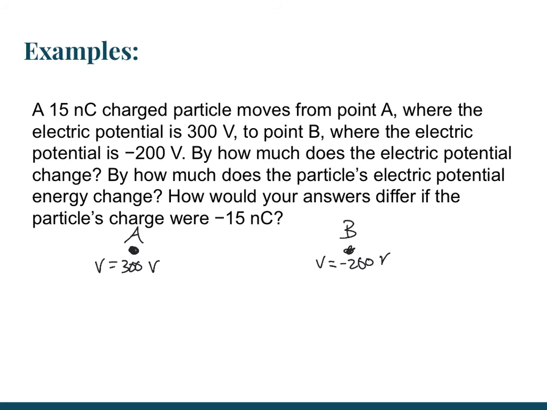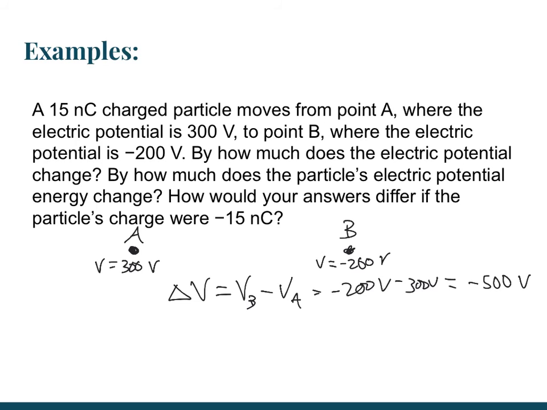All right, well, that one's not too bad. Change in potential is the potential at B minus the potential at A, which is negative 200 volts minus 300 volts. So it changes negative 500 volts.